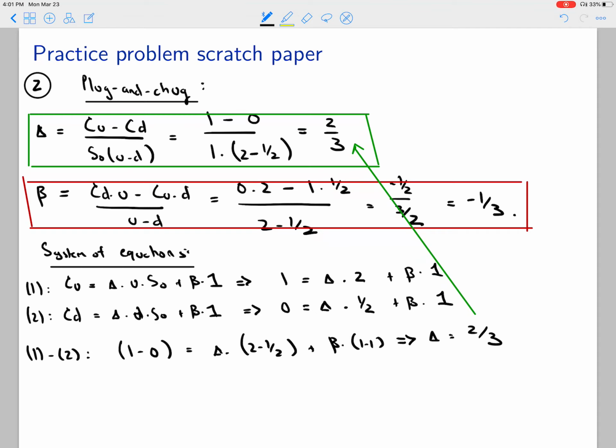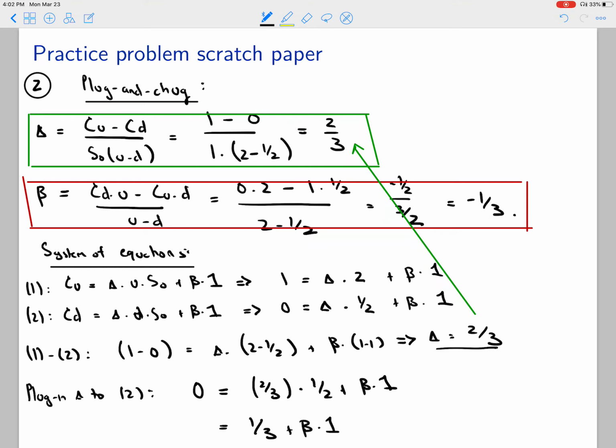Now we're just going to find beta. We've solved for delta. We're going to plug delta into either equation 1 or 2, and it becomes one linear equation in one unknown. It might be easiest to plug it into equation 2. So let's try that. The call option's payoff in the downstate is 0, which equals delta, which we know is 2/3 now, times 1/2 plus beta times 1. This simplifies to 1/3 plus beta equals 0. This implies that beta equals negative 1/3. Is this right? Let's look. Yep, our answer agrees in both cases. So the portfolio that's long 2/3 of a share and shorts 1/3 of a bond is going to replicate the payoff on the call option.